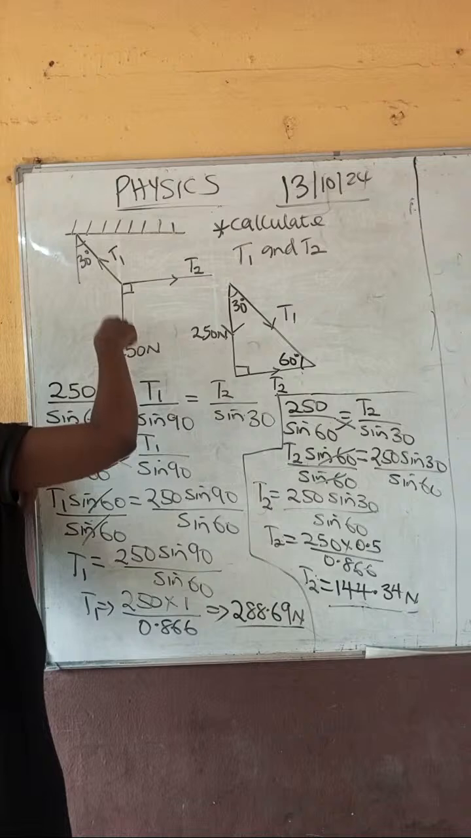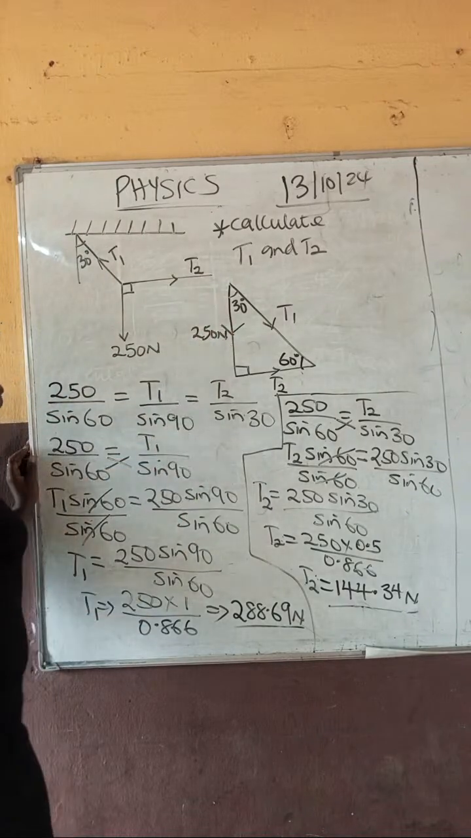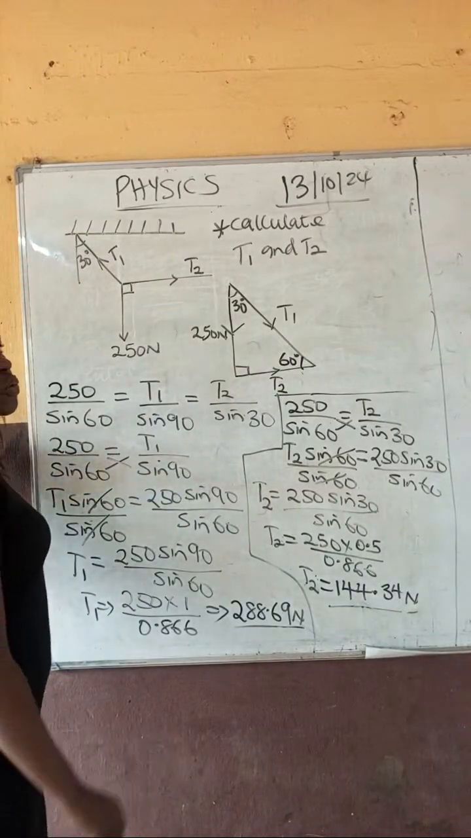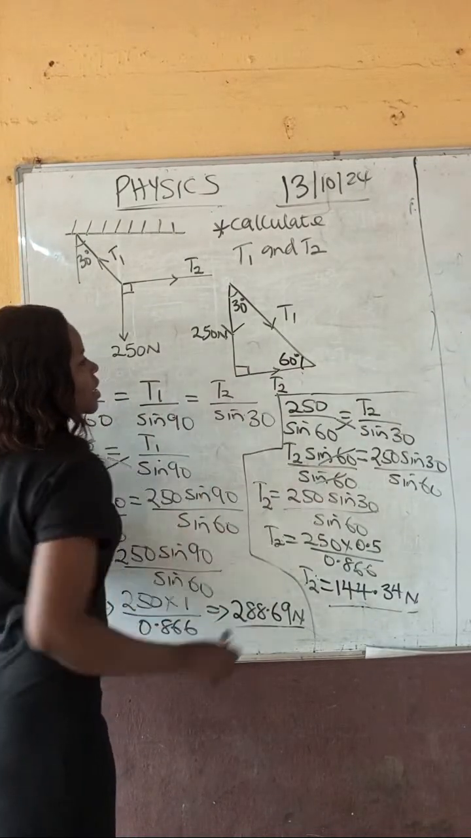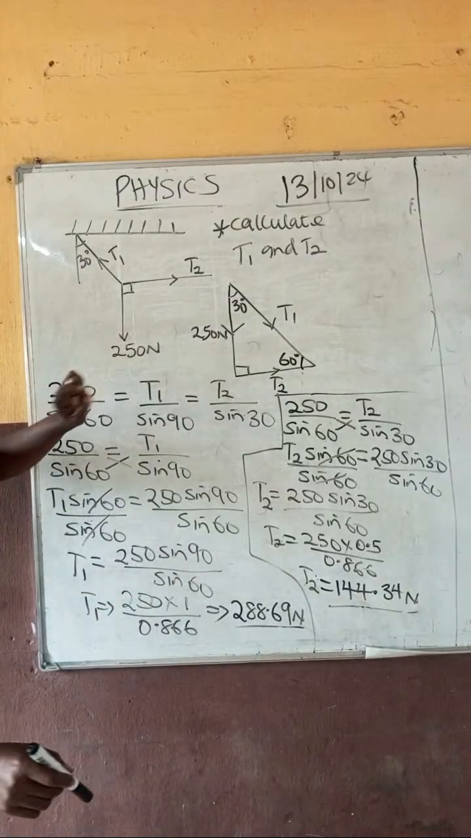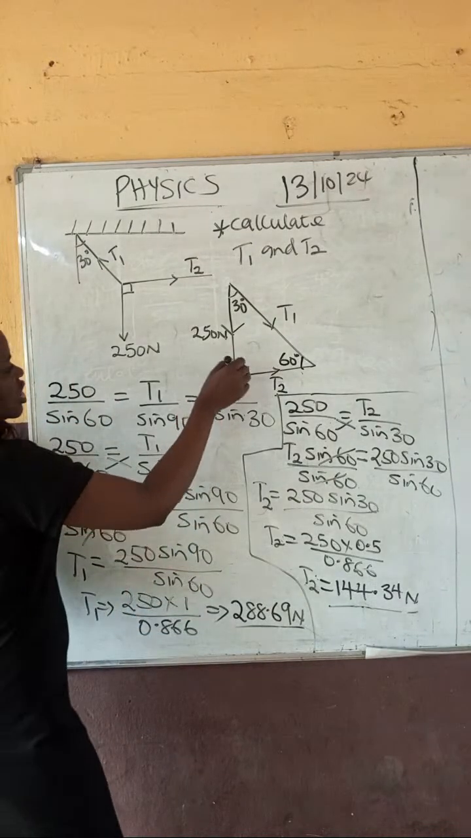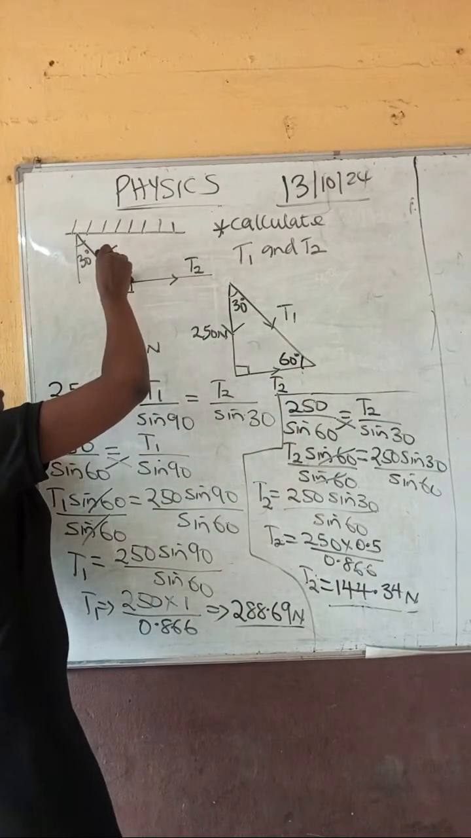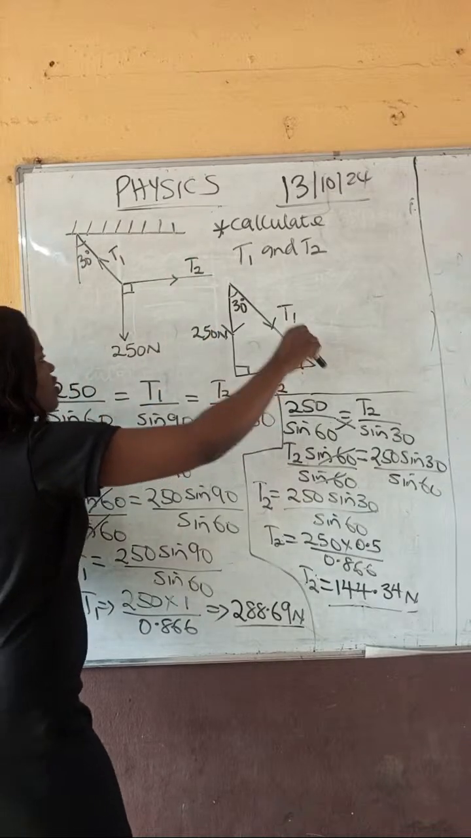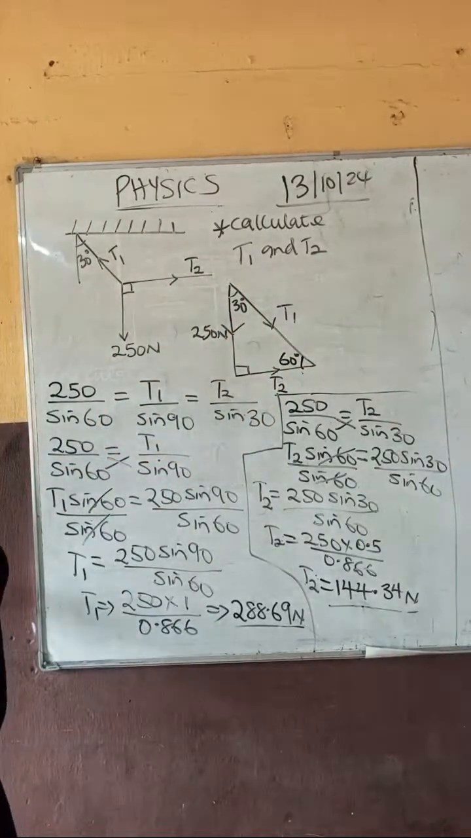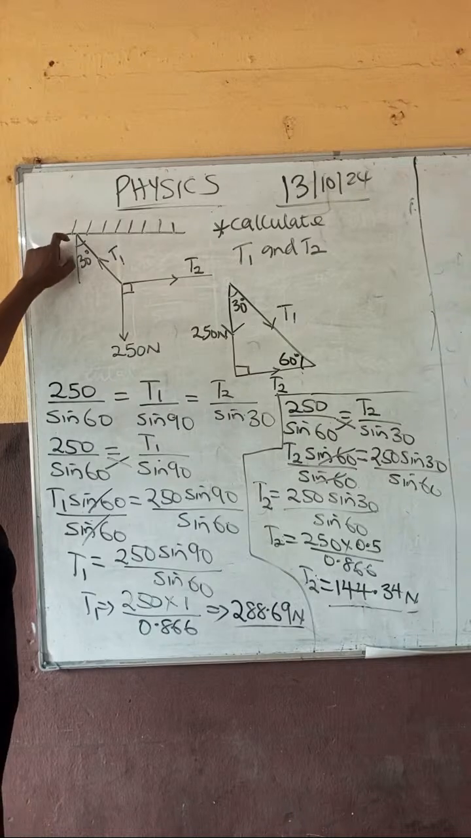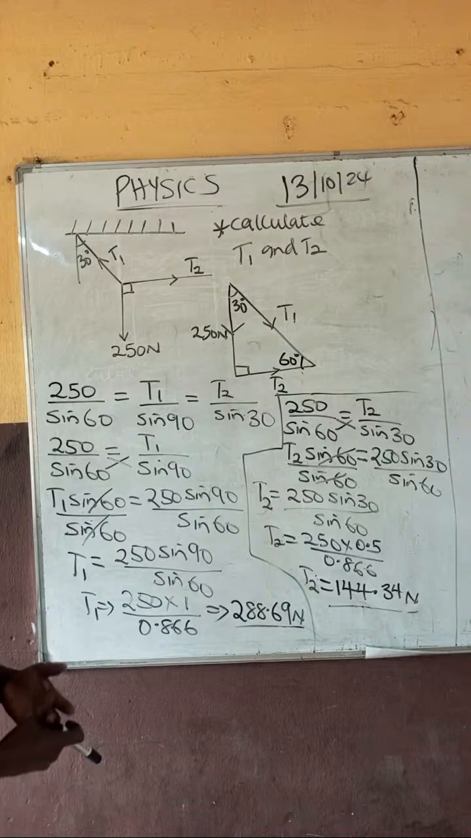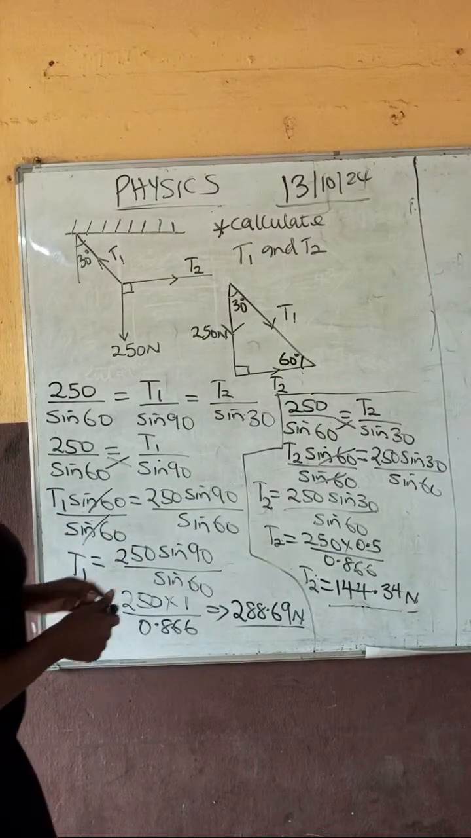Now this 250 Newton is acting down. I'm going down, right? Then the T2 is acting this way. I'm going this way. And T2 with 250 Newton makes a right angle with each other. Then T1 is acting straight. Look at it. Straight, right? Straight to join, to form a triangle. And T1 has an angle of 30 degrees with the vertical. So this is 30 degrees. Is that okay?